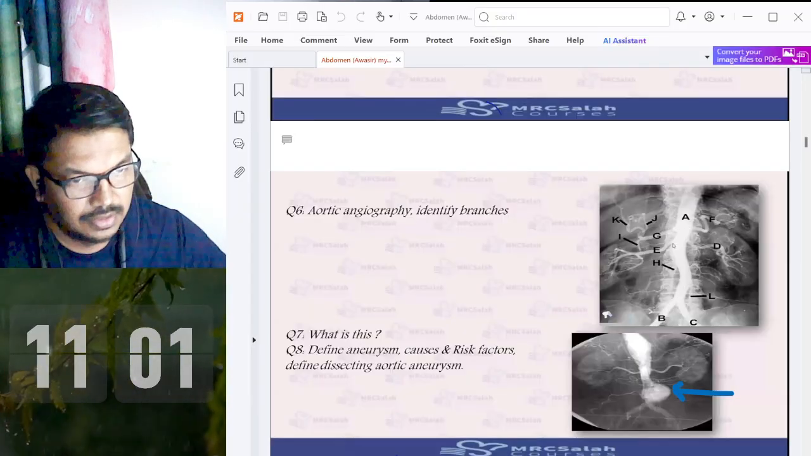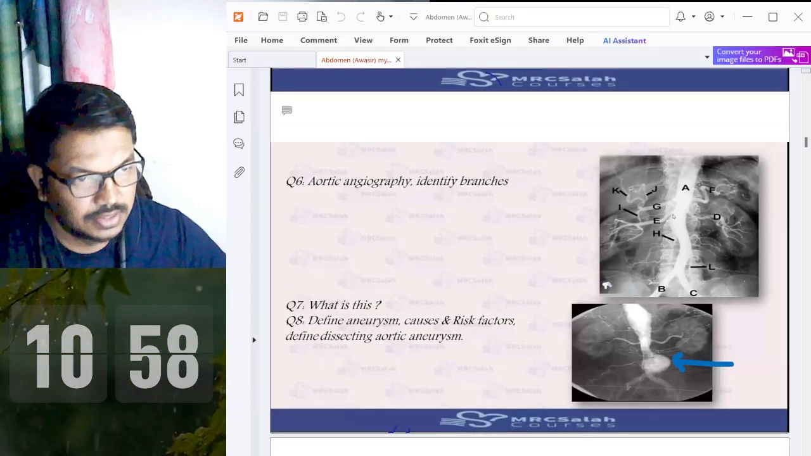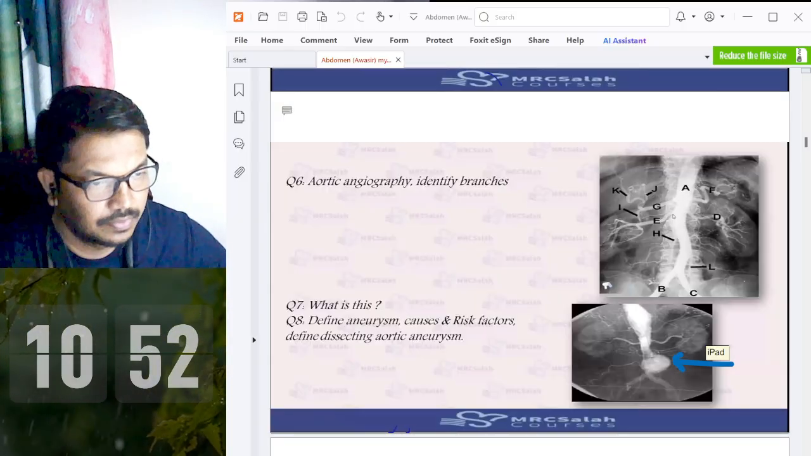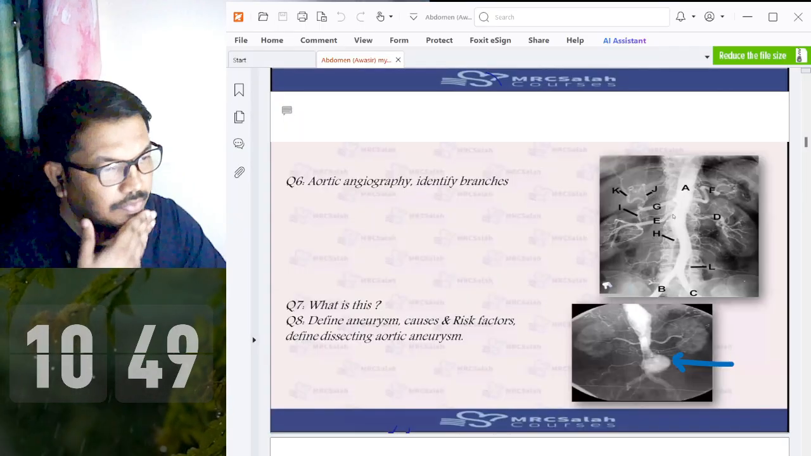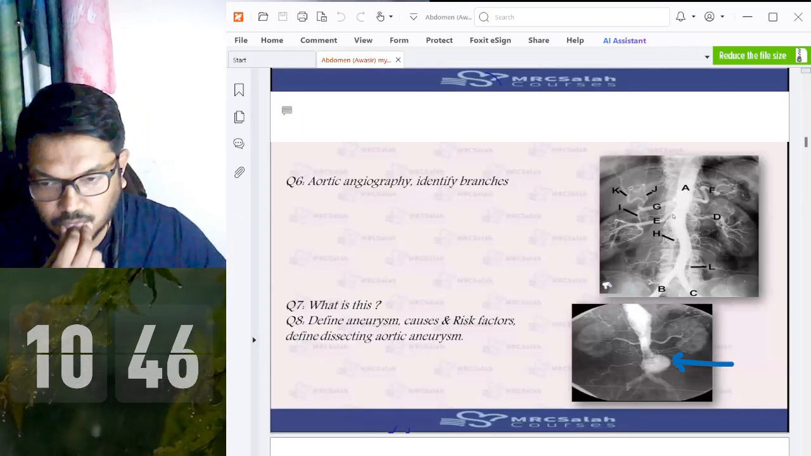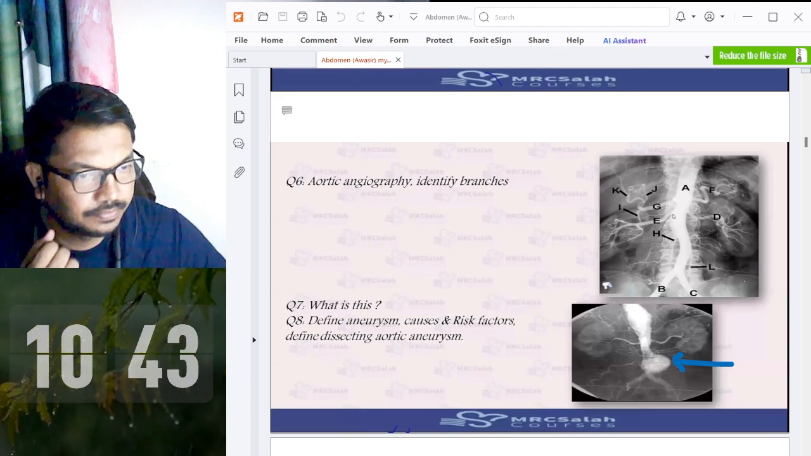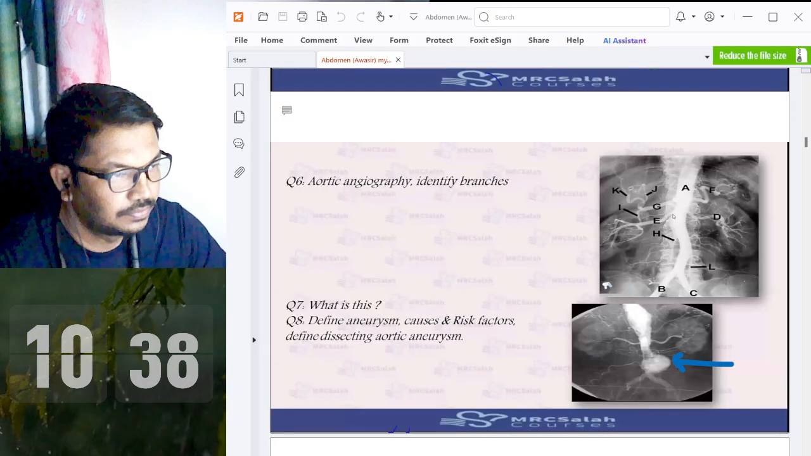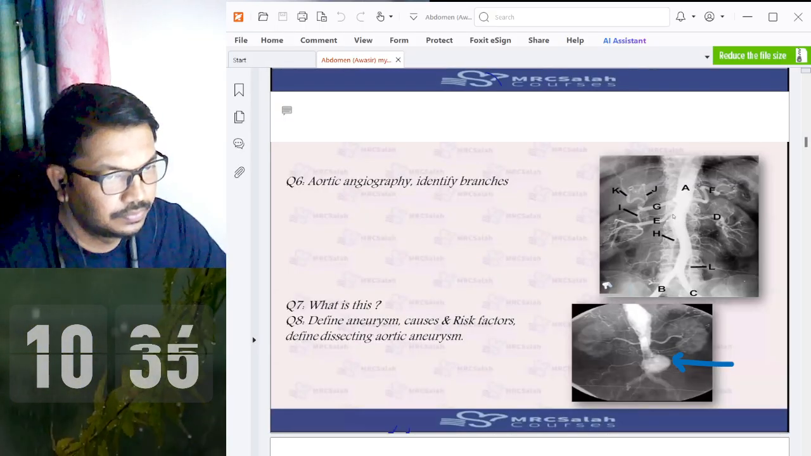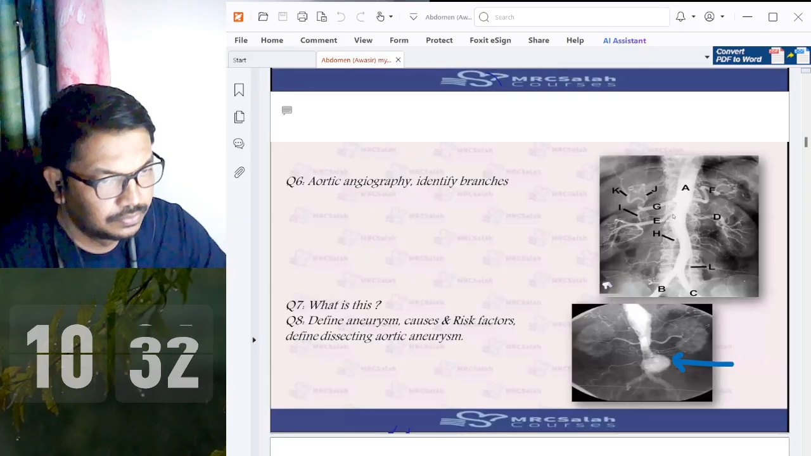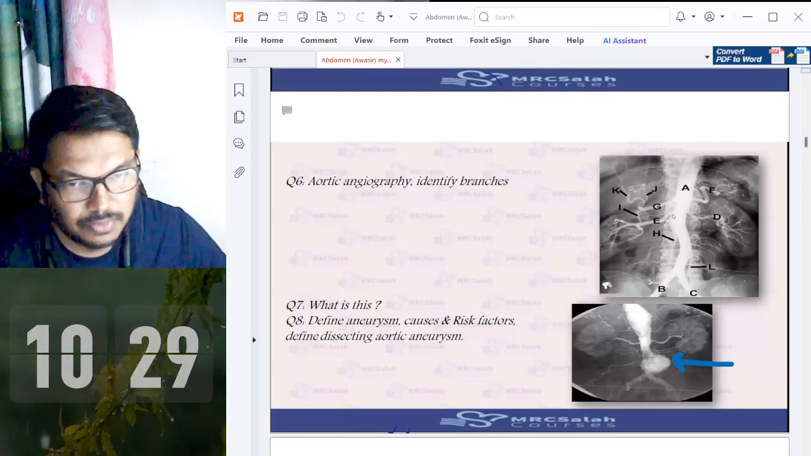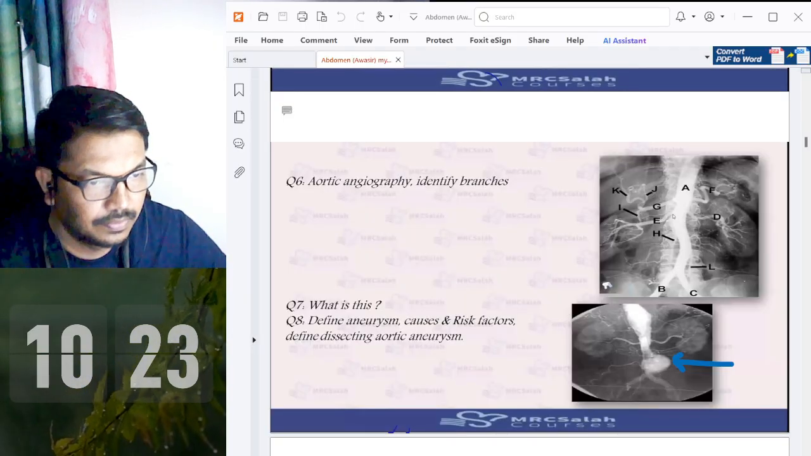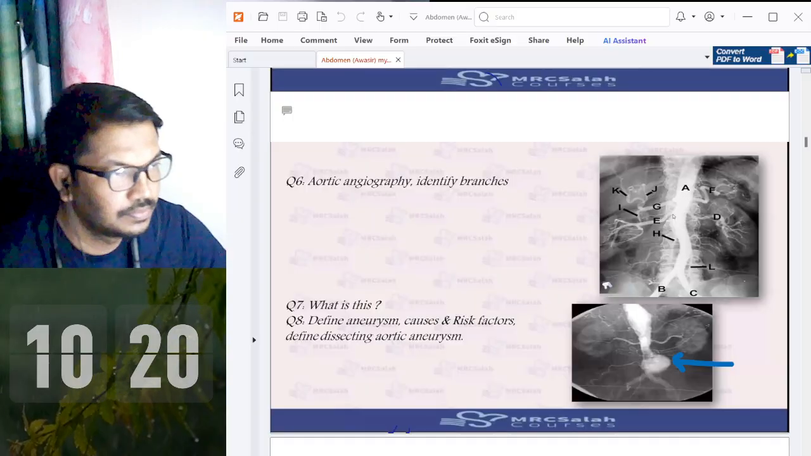Okay. You can see another picture with a blue color arrow. What is this? It is the infrarenal saccular abdominal aortic aneurysm. What is aneurysm? Aneurysm is defined as abnormal localized dilatation of the blood vessels more than 1.5 times the normal diameter and caused by weakness of the blood vessel. What are the risk factors of aneurysm? Risk factors: hypertension, hyperlipidemia, diabetes mellitus, smoking, family history.